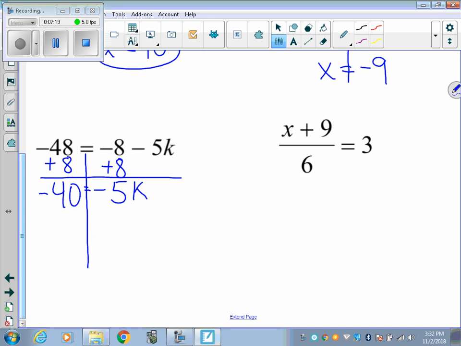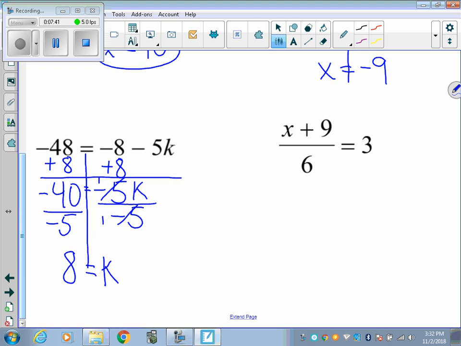So how do we get rid of -5k? We got to divide by the exact same thing. That means we got to divide by -5. Why? Well, what's -5 divided by -5? That's right, 1. Not -1, +1. So that's why we can get k all by itself. And then -40 divided by -5 is 8.